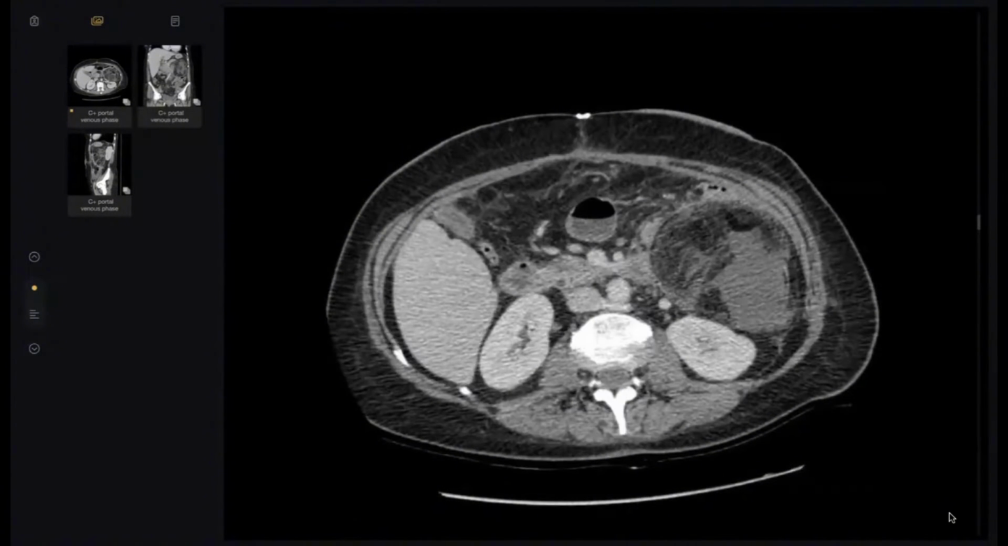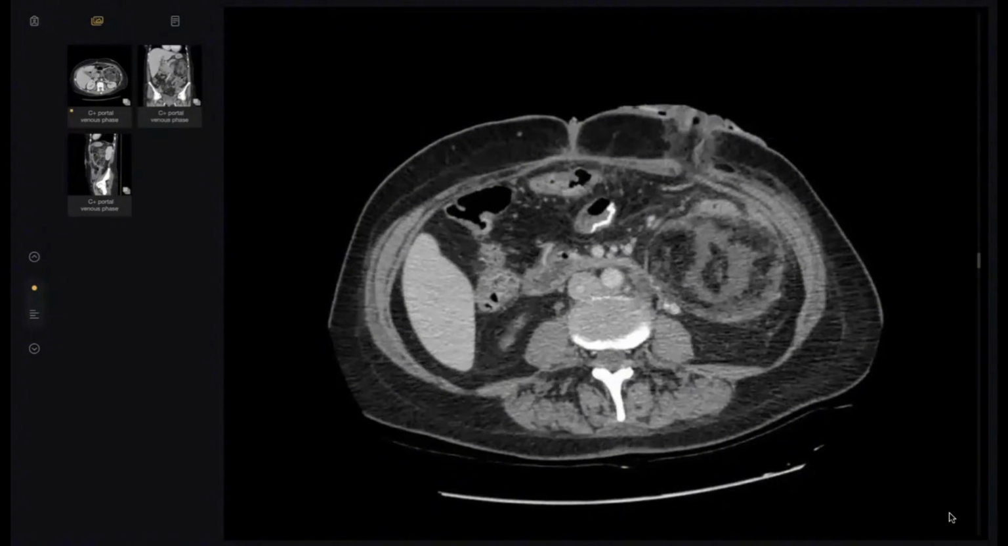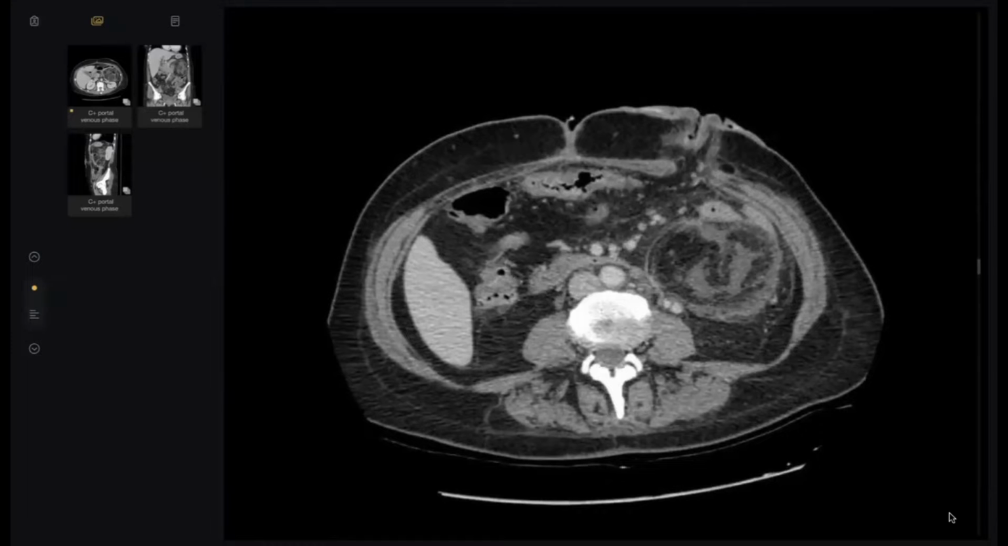And I can see that there is a break in the anterior abdominal wall. This is going up to the skin. Is there any operation before, any surgical history? Yes, the patient just underwent an operation 2 weeks ago.